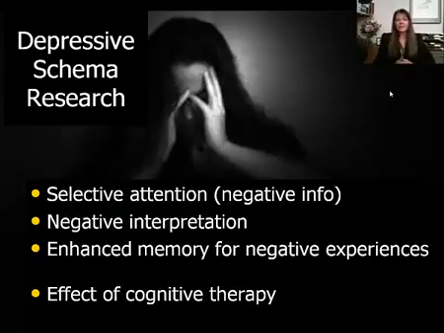Now, let me show you one example of where the schema research went to, and that is identifying the depressive schema. People who are clinically depressed, this depressive schema really affects their cognitive processes. For instance, they show selective attention to negative information. So it affects what they pay attention to. They show negative interpretation of ambiguous information.